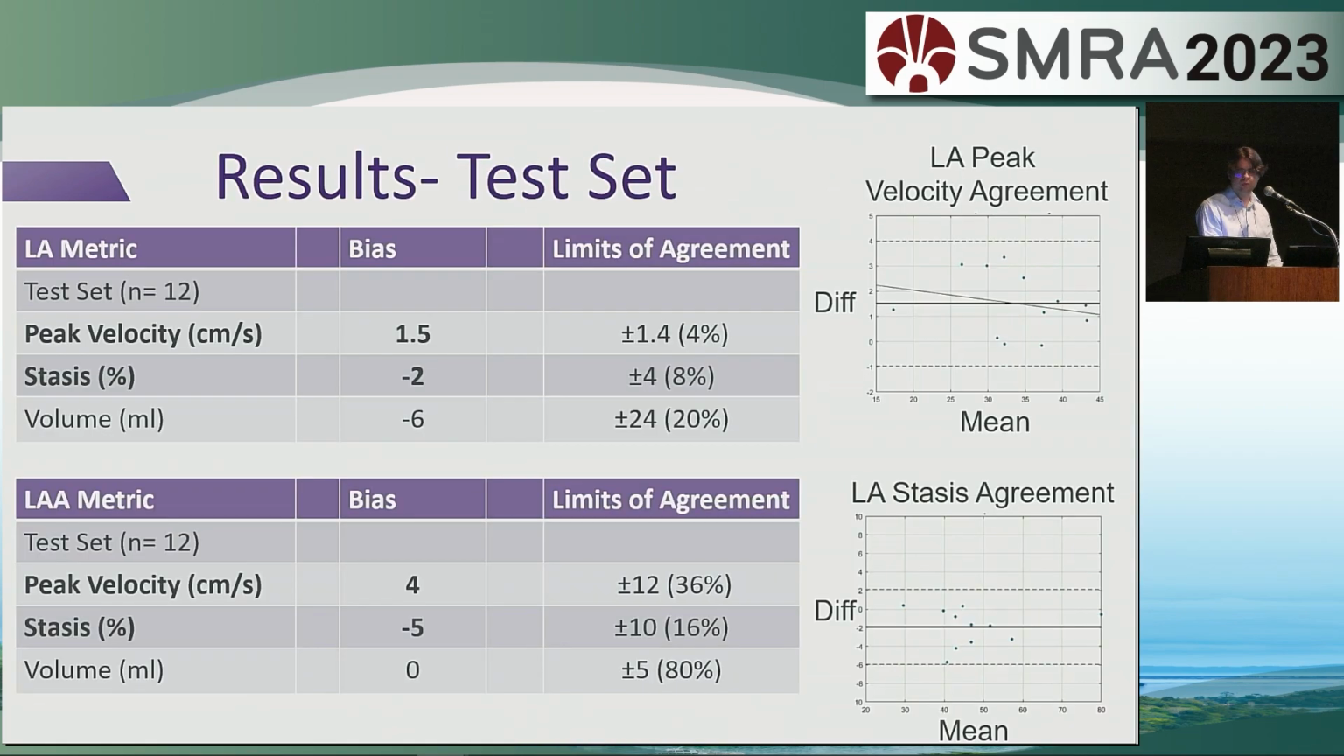So for our flow results with this, I'm going to show you the bias and limits of agreement for each of the atrium's flow metrics, where we saw a significant bias for peak velocity and stasis in both of the structures, but we saw actually pretty narrow limits of agreement for peak velocity and stasis, indicating that the atrium itself might be good to go already, but in the appendage we saw pretty high limits of agreement, suggesting that it's not ready for that.